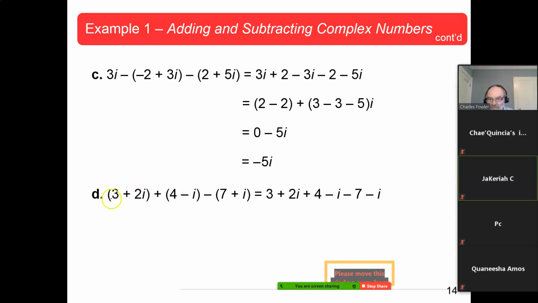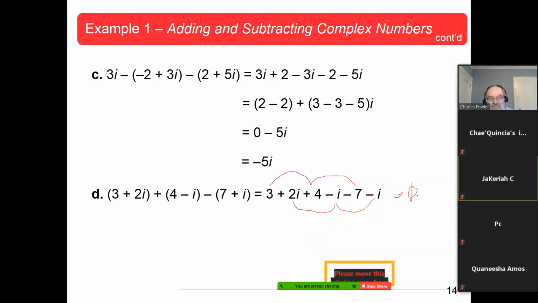3 plus 2i plus 4 minus i minus 7 plus i. When we remove our parentheses, that's 3 plus 2i plus 4 minus i, but then for this one, you distribute the minus sign inside, minus 7 minus i. Then group your like terms: 3 plus 4 minus 7 would give you 0. 2i minus i would be an i, minus another i is 0.